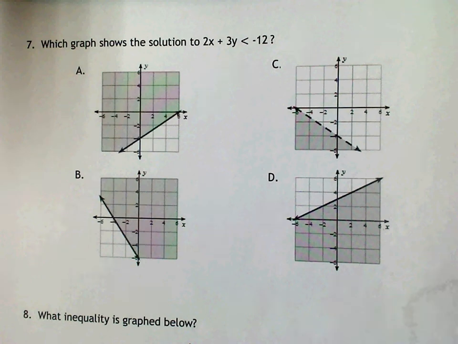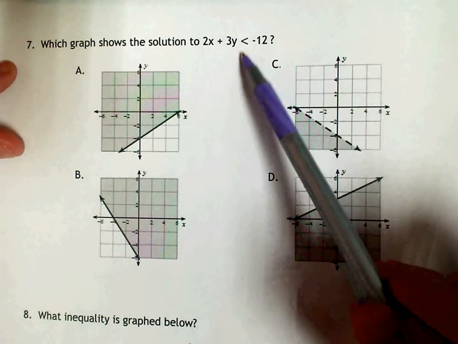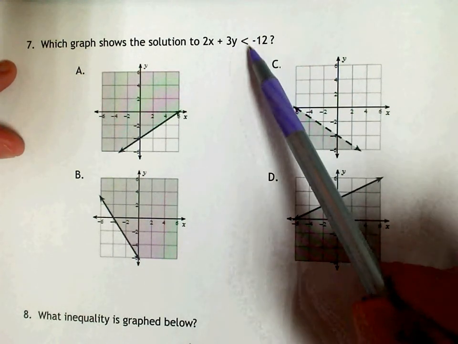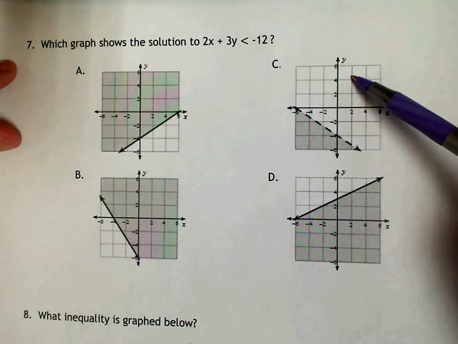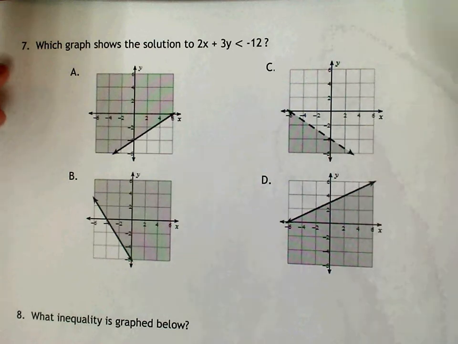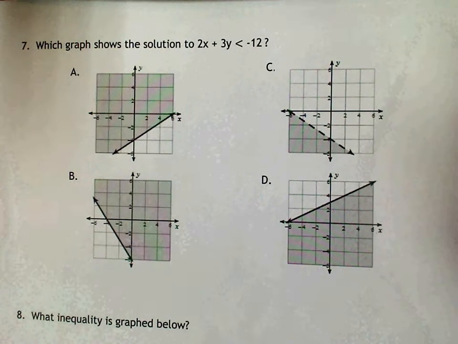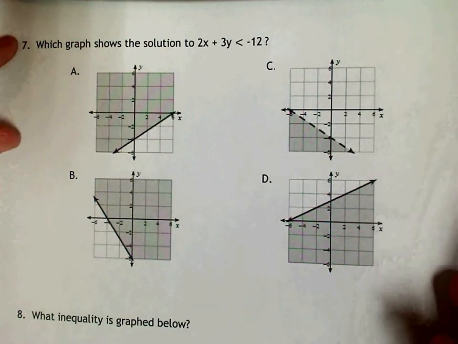Number 7, it says which graph shows the solution to 2x plus 3y is less than negative 12? Now I know when we look at this, the less than sign, we know that our graph has to be dotted. Our only choice would be C. But that's not how it's going to be on the test. So I want to show you what you're going to need to do on the test in order to eliminate and figure out which answer is correct.